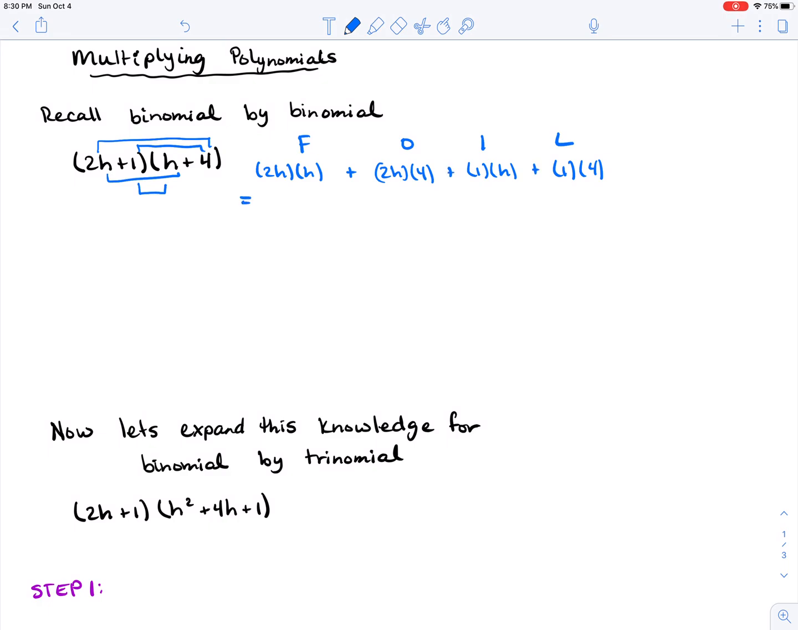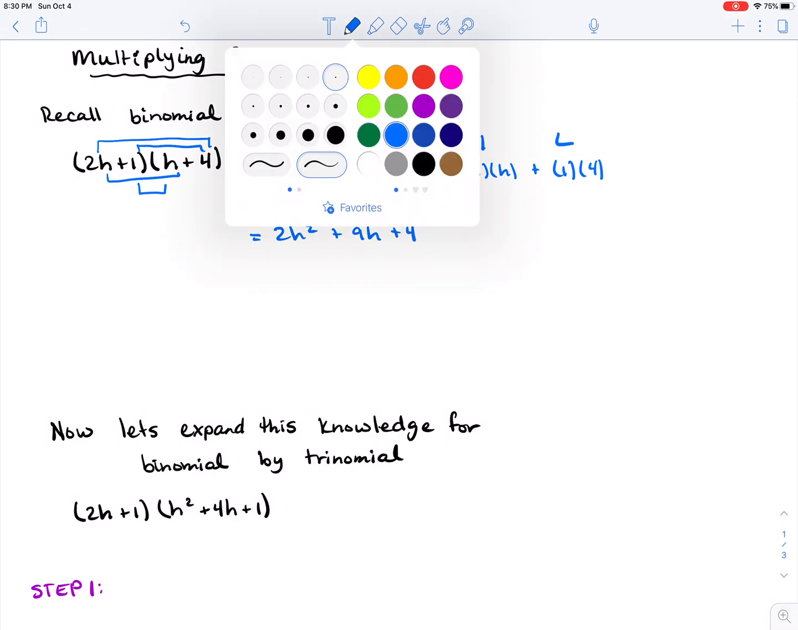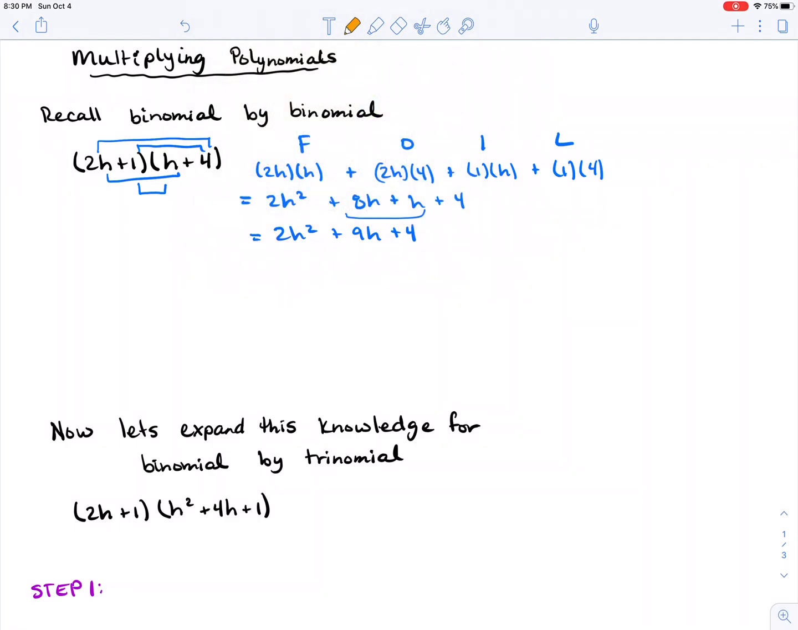So now I'm going to follow this through. So we have 2h squared plus 8h plus h plus 4, and collect my like terms here. So it's 2h squared plus 9h plus 4. So what we've done is we have multiplied the 2.